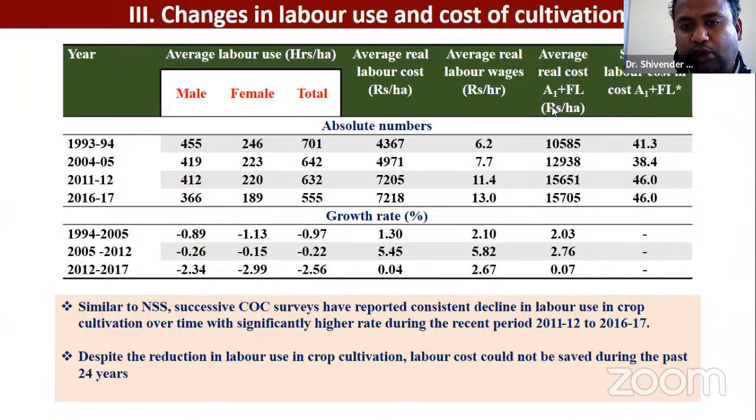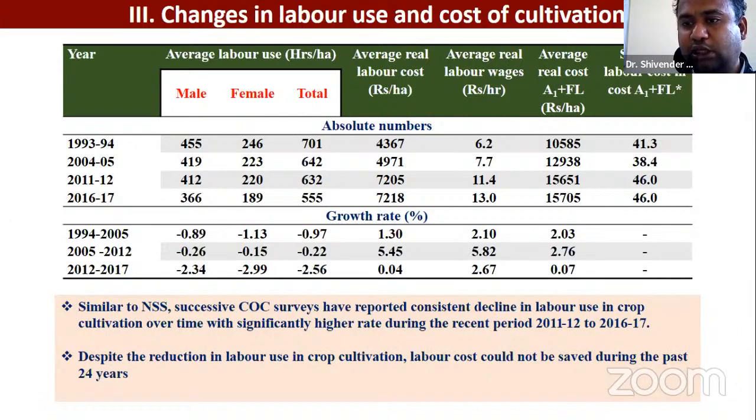So this is one phenomenon which is taking place: although labor use in physical terms is declining, labor cost is still increasing over a period of time. It means that we are facing a problem of economic scarcity of labor, because real labor wages are increasing at a significantly higher rate as compared to the decline in labor use because of farm mechanization or something.